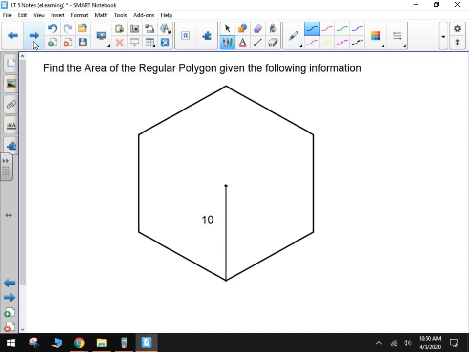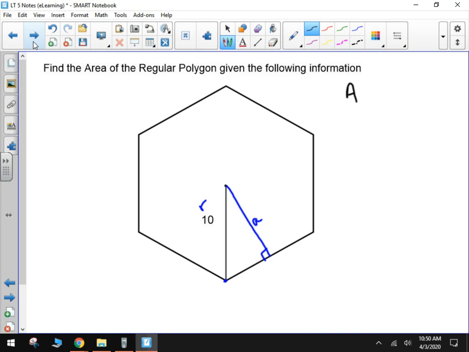All right, so now that you've tried the example on your own, we're going to do it together. So we have to find the area of the regular polygon given the following information. So this is not the apothem because it goes to a vertex and not a side length. The apothem is actually over here. Okay, this 10 is actually my radius. It goes from the center to a vertex. It's the radius of the regular polygon.